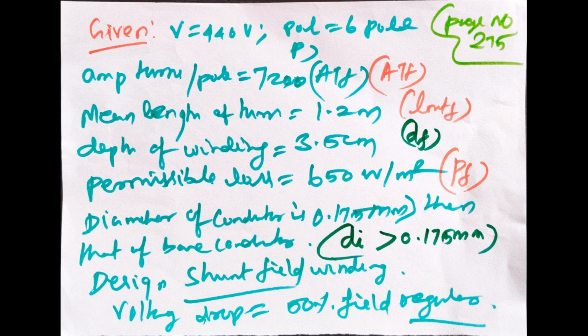Continuation of the solution. Given values: V is equal to 440 volt, P is equal to 6 poles, ampere turns per pole is equal to 7,200, that is ATF, mean length of turn is equal to 1.2 meter, that is LMTF, depth of winding is 3.5 centimeter, that is DF, permissible loss is equal to 650 watts per meter square, that is PF, diameter of conductor is 0.17 millimeter, and the insulated diameter is greater than that of the bare conductor, that is DA greater than 0.175 millimeter. Design the shunt field winding, with voltage drop equal to 50% of the field regulator. Those are the given values.